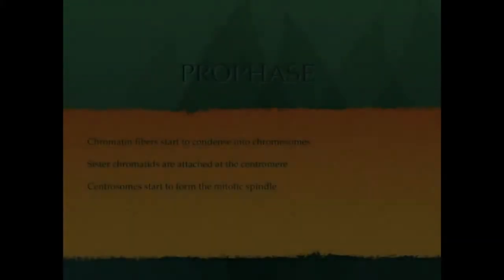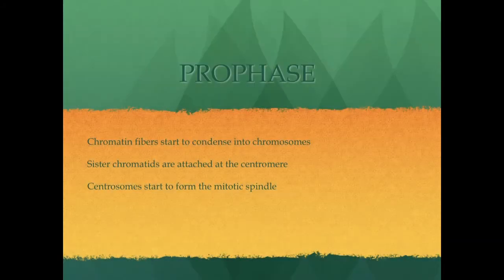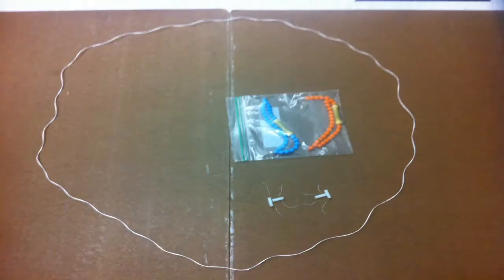Inside the nucleus, the chromatin fibers become more folded and coiled. As a result of this, they form chromosomes. These chromosomes are 2 identical chromatids attached to one another at the centromere. At this point in the process, the mitotic spindle starts to form as microtubules emerge from the centrosomes. The 2 centrosomes move to opposite sides of the cell.